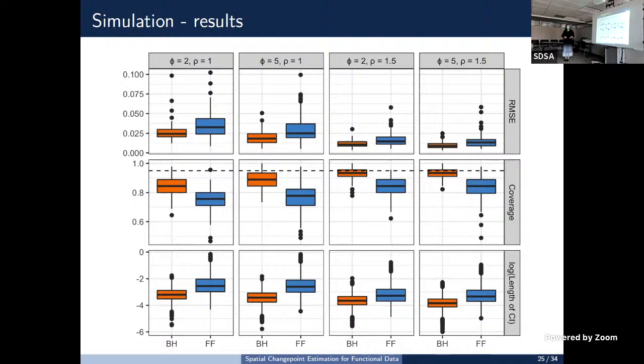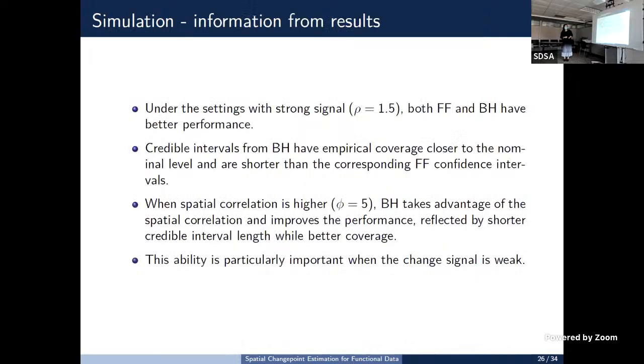Then we further compare our method only with the FF method, because Gromenko's paper didn't provide their confidence interval. The first row is the RMSE of the estimate. The second row is the coverage of the credible interval, and the dashed line is the 95% nominal level. The last row is the log of the length of the credible interval. So we can see our method performs much better than the FF method, especially when we have stronger spatial correlation. If we compare the first column and second column, when the signal is weak and we have stronger spatial correlation, our method performs much better. And when the change signal is already strong enough, the improvement is not that obvious.